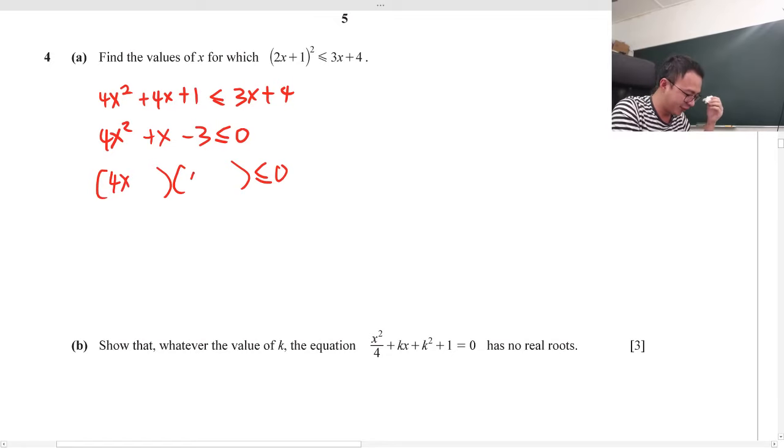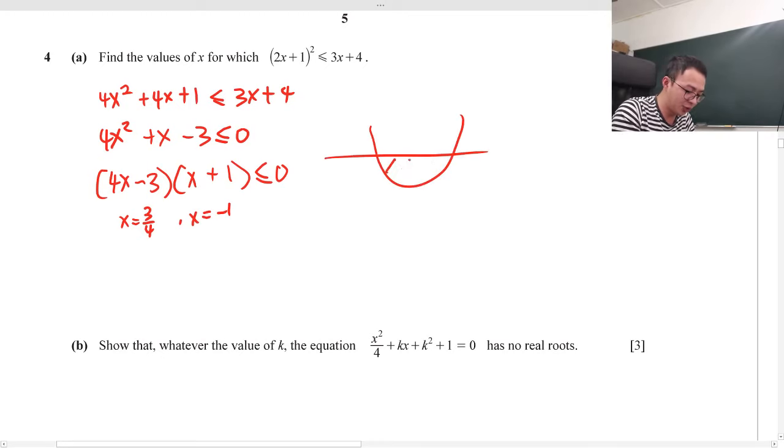Let me just finish this one. So we should have 3 and 1 here. So this one should be positive and negative. So therefore, over here you should get two different x values, x equals 3 over 4, and x equals negative 1. And then you should know less than 0, the value should be between here, if this is 0. So therefore your value should be between negative 1 and 3 over 4. So my x should be between negative 1 and 3 over 4.